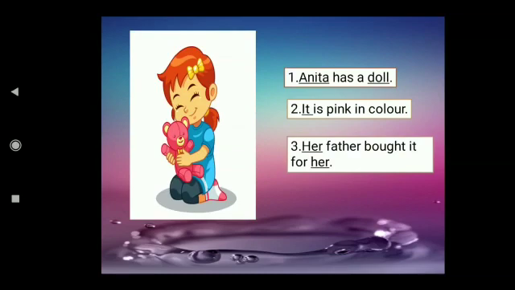When you talk about it, you have to say, I have a pencil, I have a doll. Okay, like that you have to say. Anita has a doll, and then you are talking about the doll. It is pink in color, and then who bought it for her? Her father bought it for her. If you want, you can add more sentences.